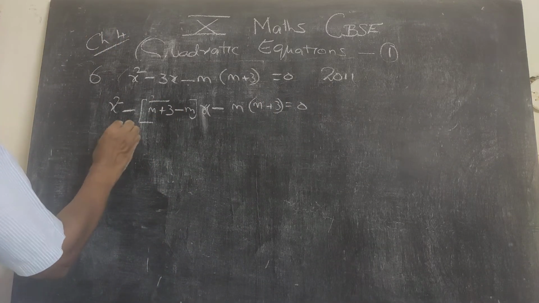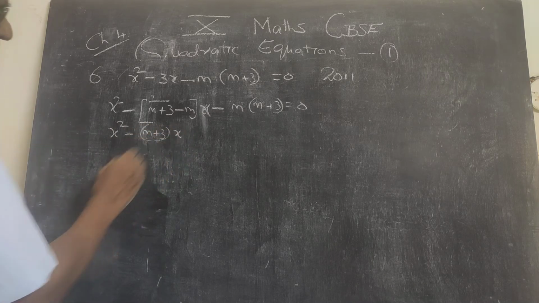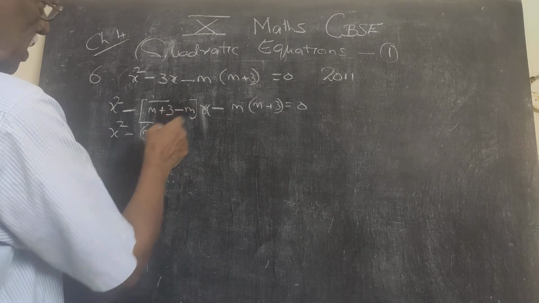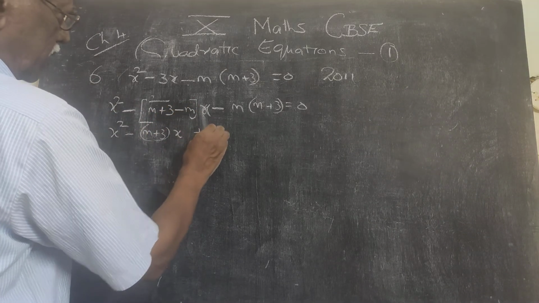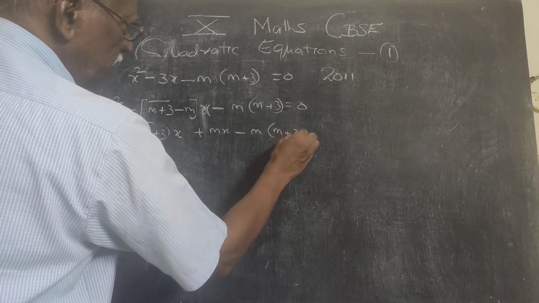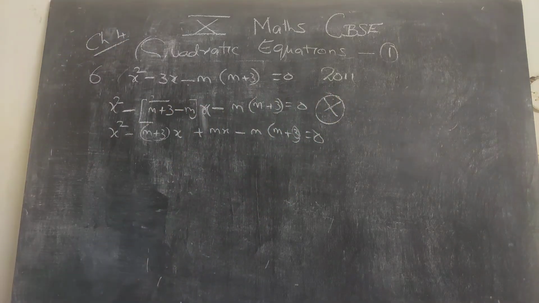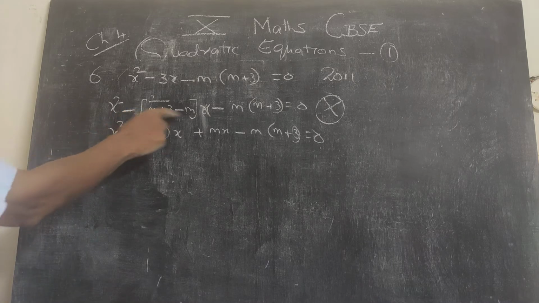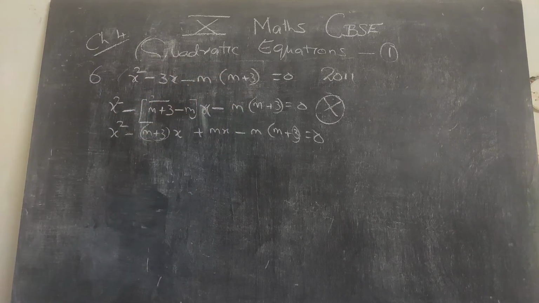Now rewrite this x square minus m plus 3x, and this will be, here is 1 minus, here is 1 minus, so plus mx. The remaining factor m times of m plus 3 equal to 0. This part, please understand that 3x I have rewritten as, I have added 1 m and subtracted m. The result is a 3 and outside minus. The rest of the things as it is.